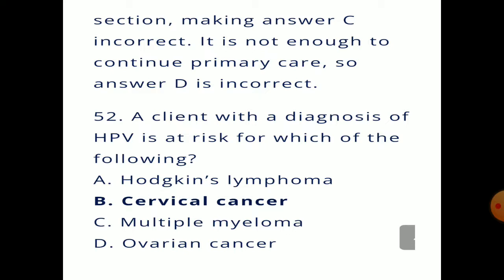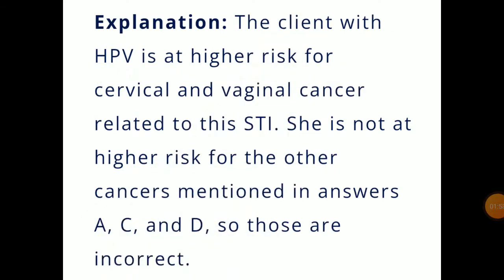Next question. A client with a diagnosis of HPV is at risk for which of the following? Options are Hodgkin's lymphoma, cervical cancer, multiple myeloma, ovarian cancer. Correct answer option B, cervical cancer. Explanation: the client with HPV is at higher risk for cervical and vaginal cancer related to this STI. She is not at higher risk for the other cancers mentioned in answers A, C and D. So those are incorrect.